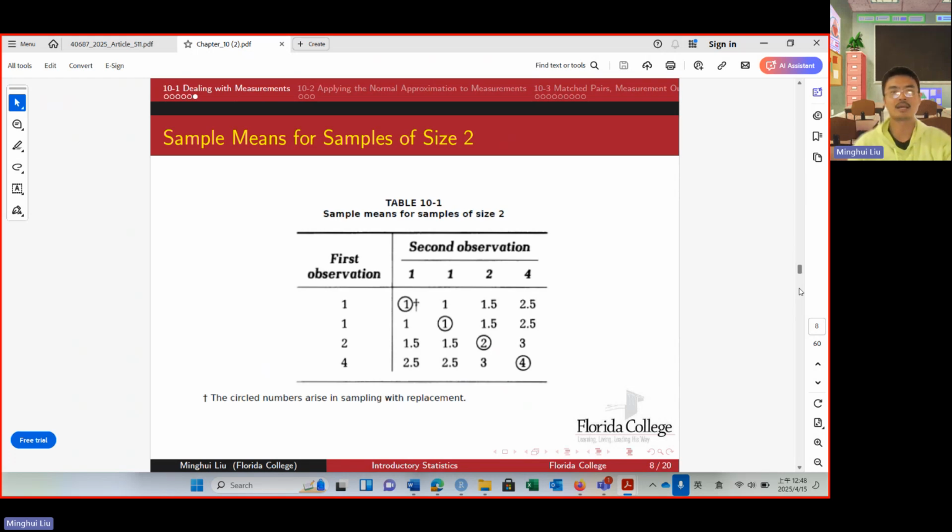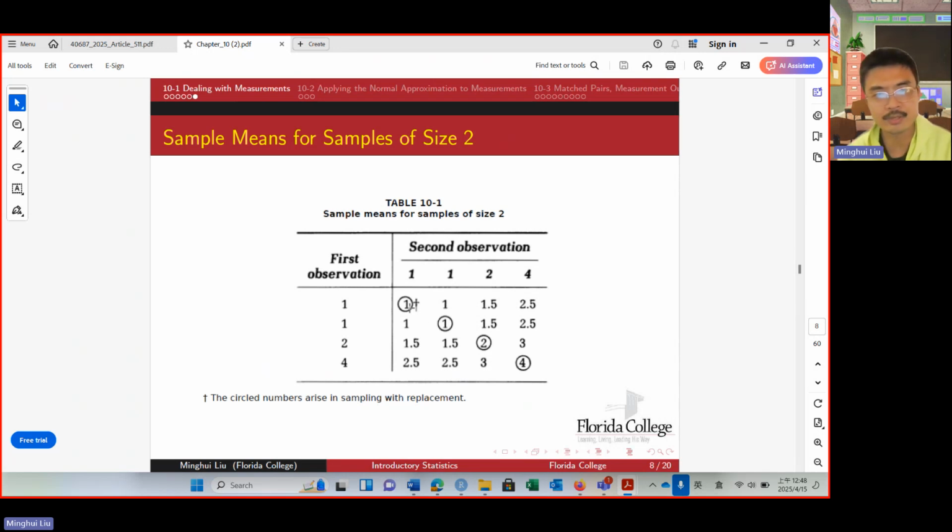Now, let's take a look at the sample means for samples of size 2. So let's actually do 2 observations. And so basically, we're taking a sample of size 2 with replacement. So for example, you can possibly take the first measurement as 1, the second one as the same 1, or the second one as a different 1, or the second one as a 2, or the second one as a 4.